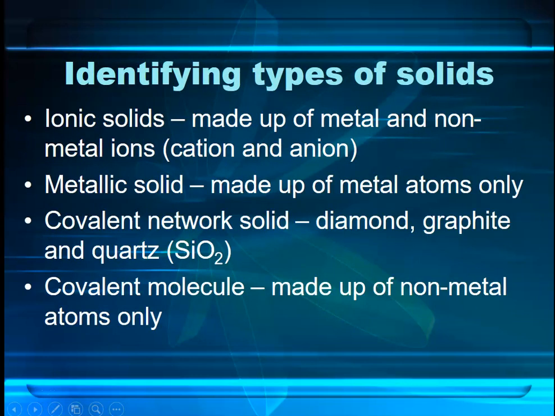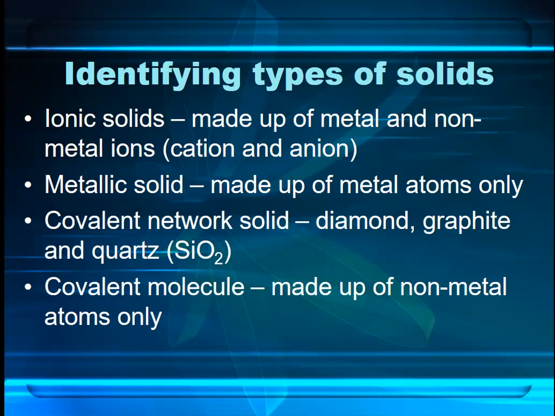Okay, so ionic solids, you can always identify ionic solids because they are made up of metal atoms or metal ions really, and non-metal ions. If you think about your periodic table, think about where those elements sit on the periodic table. Metals are pretty much everything except the top right-hand corner. That's where you find your non-metals. Okay, so ionic solids, metals and non-metals.